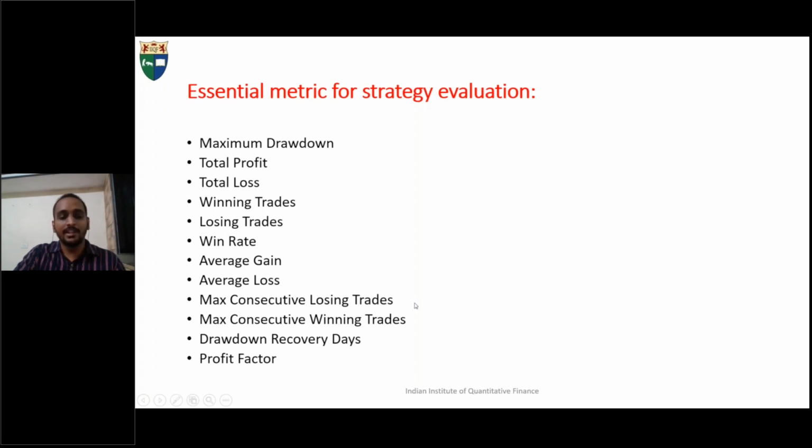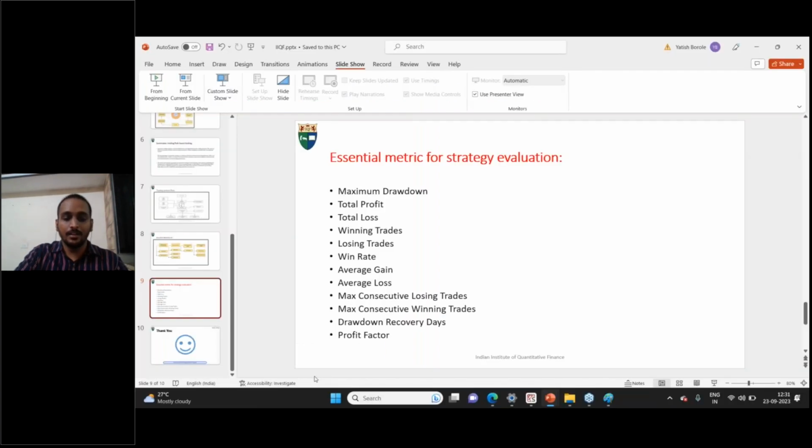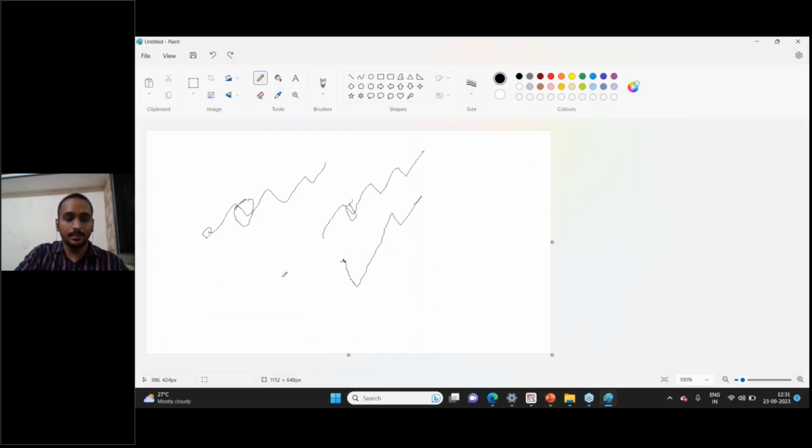So what is drawdown recovery days? This is also an important factor when it comes to understanding what amount of capital will be lost and what number of days will be required to cover this capital. If I am down by 2% on 1 share, that is 2 lakh rupees, then how many days is it going to take me to cover my drawdown amount and have an equity curve new high? If I try to elaborate this, let me show you.